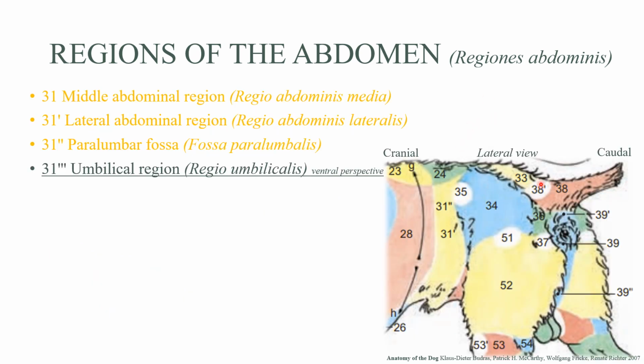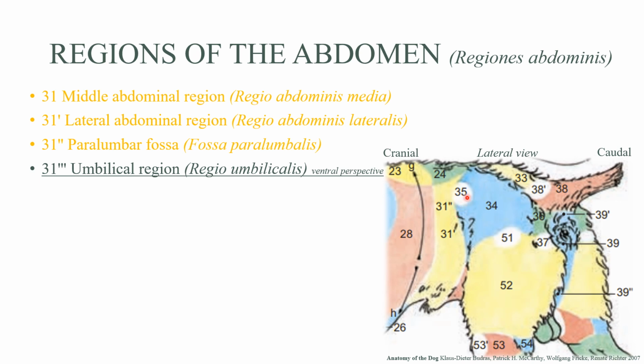This is now the lateral view of the abdomen. So the only part of the abdomen that we can see well from the side is the middle abdominal region, or the lateral region, because the cranial part is covered by the thoracic region and the caudal part is covered by the hind leg. So what we have is the lateral abdominal region right here in yellow, number 31, and then we have again the paralumbar fossa, which we will cover in more detail in the future, which is right here.